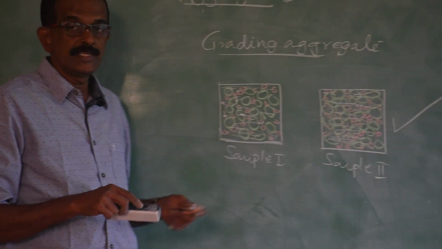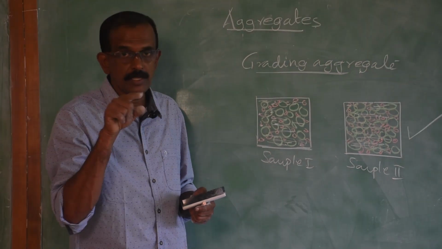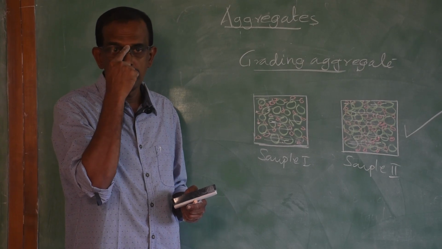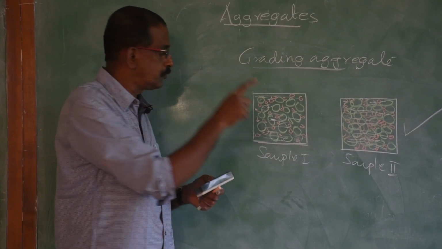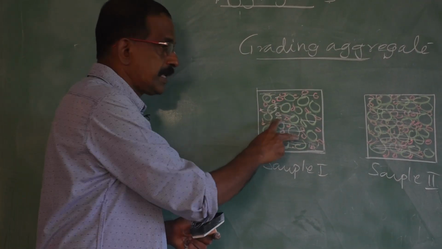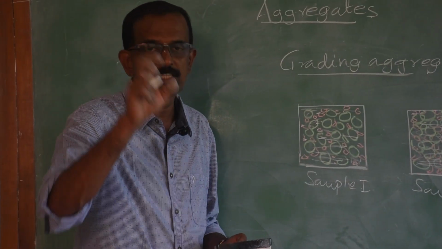Whereas, in the first case, the same size of coarse aggregates is used. That means gaps are maximum. To fill up those gaps, again the same size of fine aggregates is used. If you are using the same size of fine aggregate, gaps will be maximum here. So, gaps are maximum here. Those maximum gaps are filled by maximum cement and maximum water.